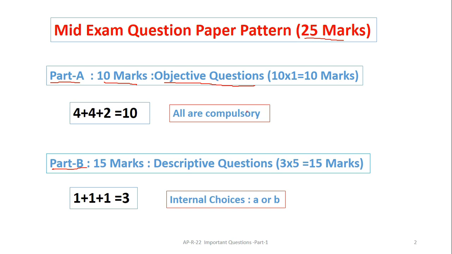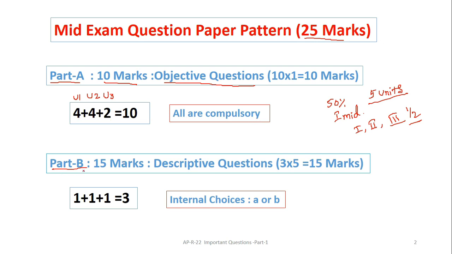Generally, all our papers consist of 5 units, almost all subjects. In that, 50% of the syllabus will be covered for the first mid. That is typically unit 1, unit 2 and in the third unit, half of it we will cover. Based on that, I divided the marks as well. From unit 1, 4 objectives will come, from unit 2, 4 objectives will come, from unit 3, 2 objectives will come. So totally 4 plus 4 plus 2, it will be 10. All are compulsory.